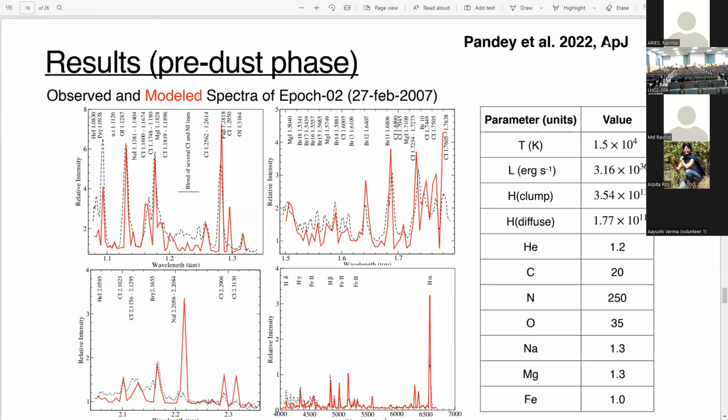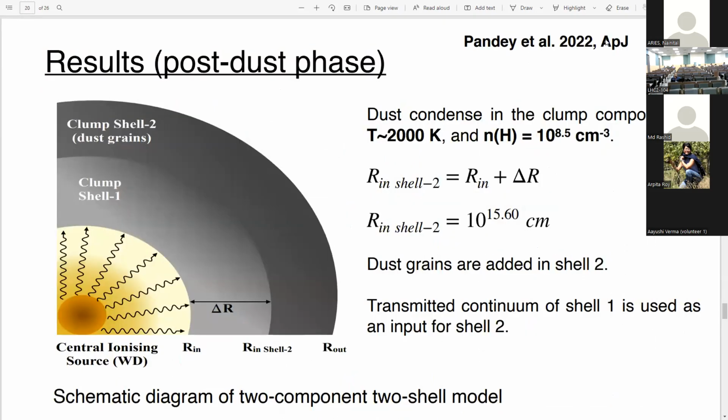So these are the results. The red ones are the model predicted spectrum, and the black ones are the observed spectra for the pre-dust phase. Now for the post-dust phase, we had to consider the effect of grains in the model. When we added the dust grains in the inner region of our phenomenology, we found that the temperature of the inner region exceeds the sublimation temperature of the grains, and we cannot add the grains there. So we checked at which region we can add the grains. We found that when the ejecta temperature reaches around 2000 Kelvin, the hydrogen density of that region is sufficiently high, around 10 to the power 8.5 per cubic centimeter, and grains can survive there.